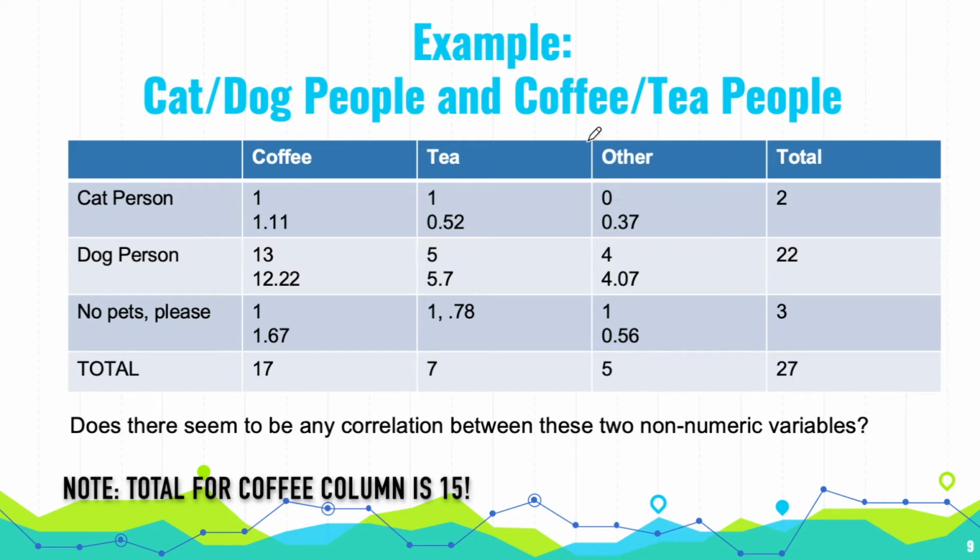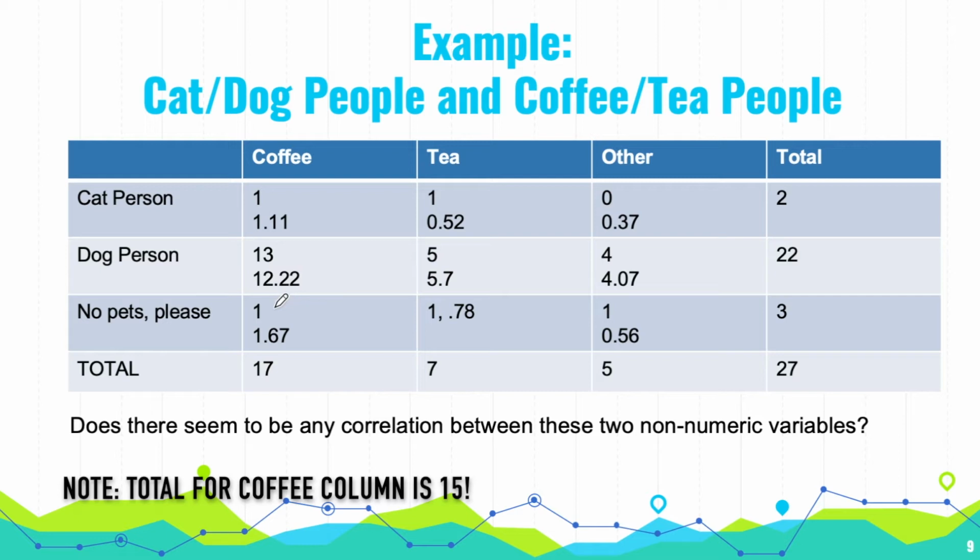See how this works? There were 13 people who were dog folks who preferred coffee, 5 folks who were dog people and preferred tea, and then 4 folks who were dog people who preferred another beverage. And then finally, we did the same thing with this final row.